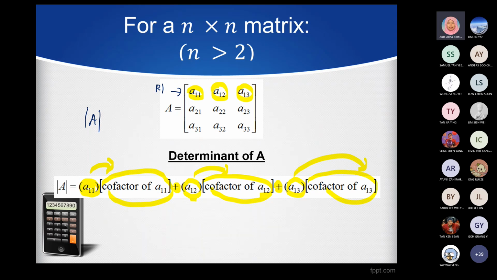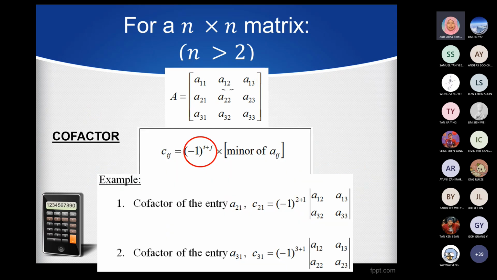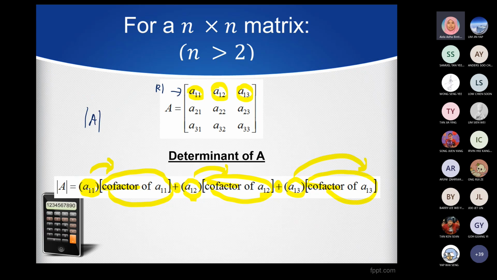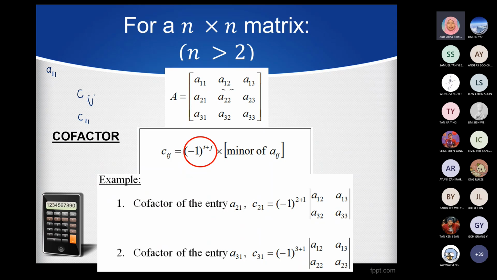Okay, so by the way, what is a cofactor? We can write the cofactor as C with small letters ij below. Let's say we want to find the cofactor for A11. This means C11 here. A12 means the cofactor of A12.